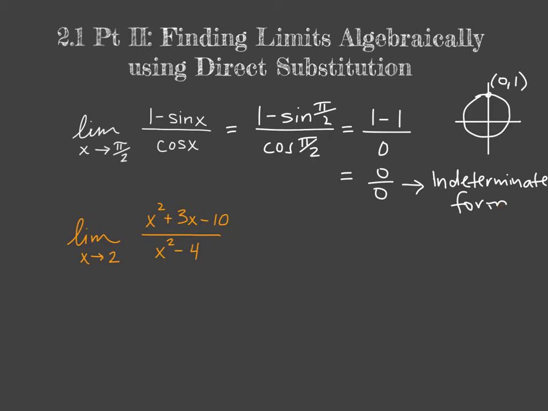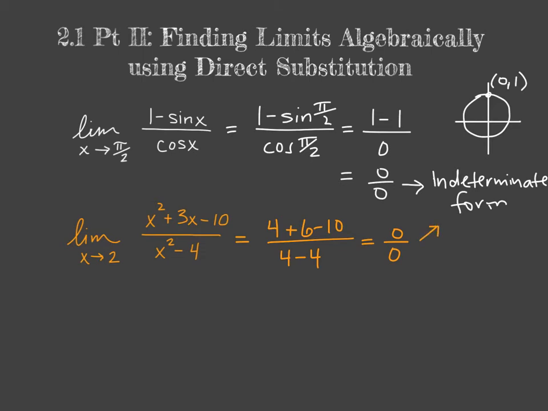Let's take a look at the orange example down here. Let's plug in 2. When we plug in 2, we'll have 4 plus 6 minus 10, all over 4 minus 4, which gives us 10 minus 10, which is 0 over 0 once again. Again, this is called indeterminate form.